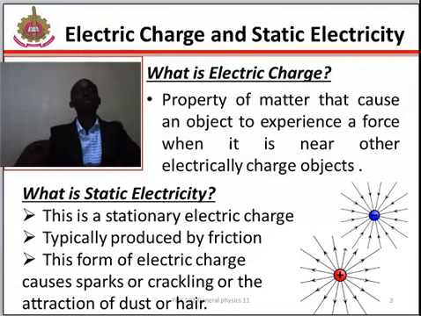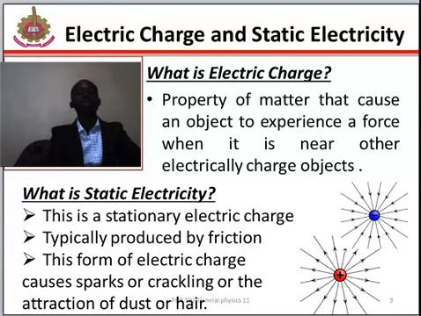Now let's start with electric charge and static electricity. What is electric charge? Electric charge is defined as the property of matter that causes an object to experience a force when it is near other electrically charged objects. Basically, there are two types of electric charge, which are positive and negative electric charge. In fact, those labels, positive and negative, were given to the electric phenomenon by the very famous American inventor and scientist known as Benjamin Franklin.